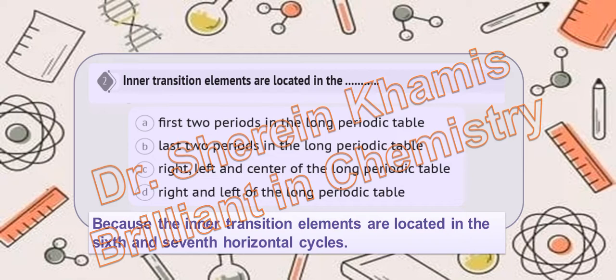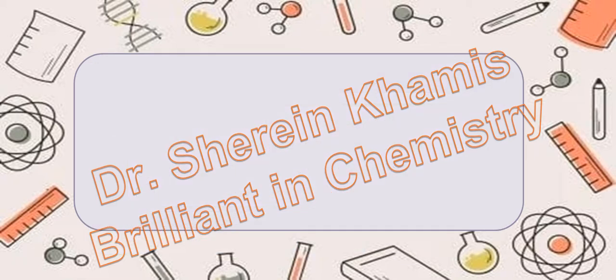The first transition series, second and third, and the last ones, which we call the 6th and 7th horizontal periods, are the inner transition elements. So the right answer here will be letter B, last two periods in the long periodic table. It means that they are the last ones, containing the inner transition elements. Okay, let's go to question 3.